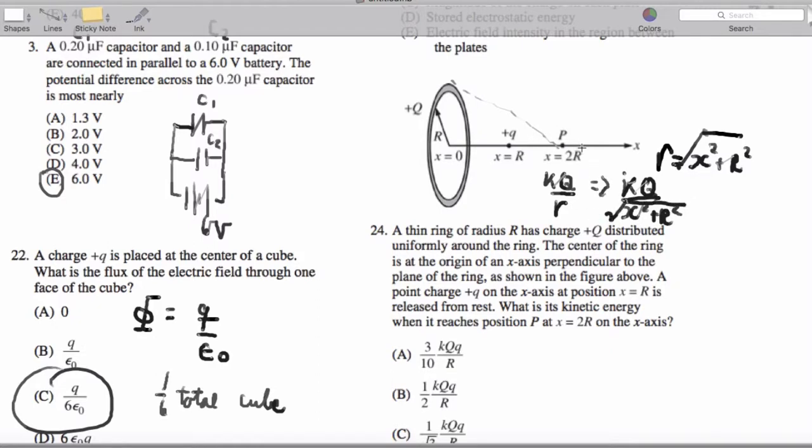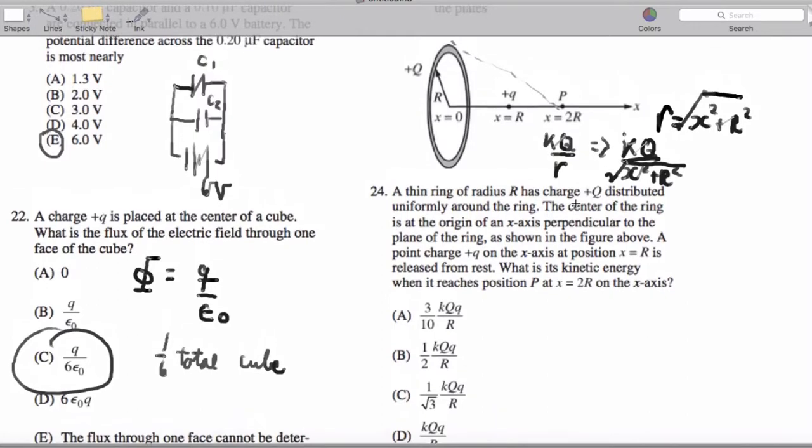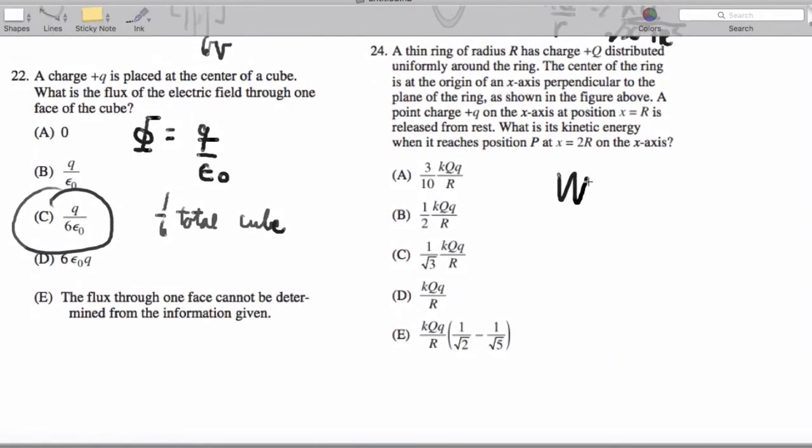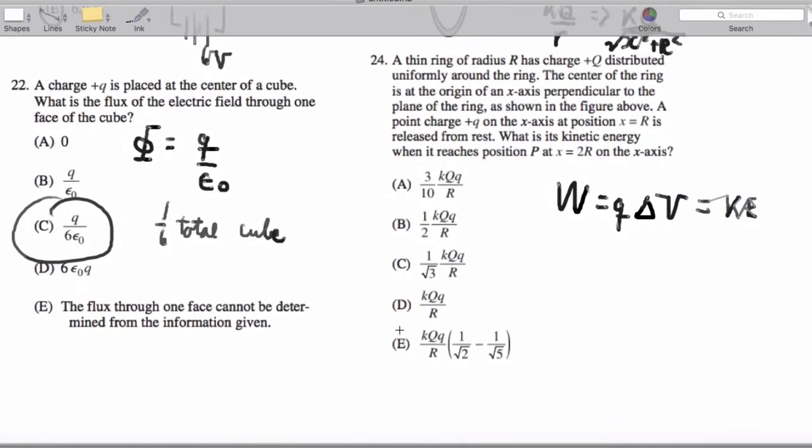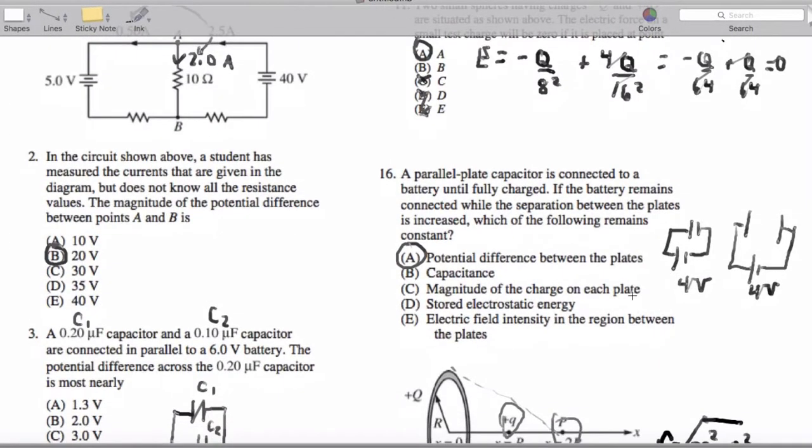So here's the thing. We're going to put R in for x and 2R in for x, and we're going to actually calculate the work as q times delta V, which is going to be the same as the kinetic energy. So we measure V here versus V here, and we're going to get choice E as our answer. This one we're going to actually work out in more detail. So those are the E and M questions. We'll take a look at the mechanics questions in the next video.